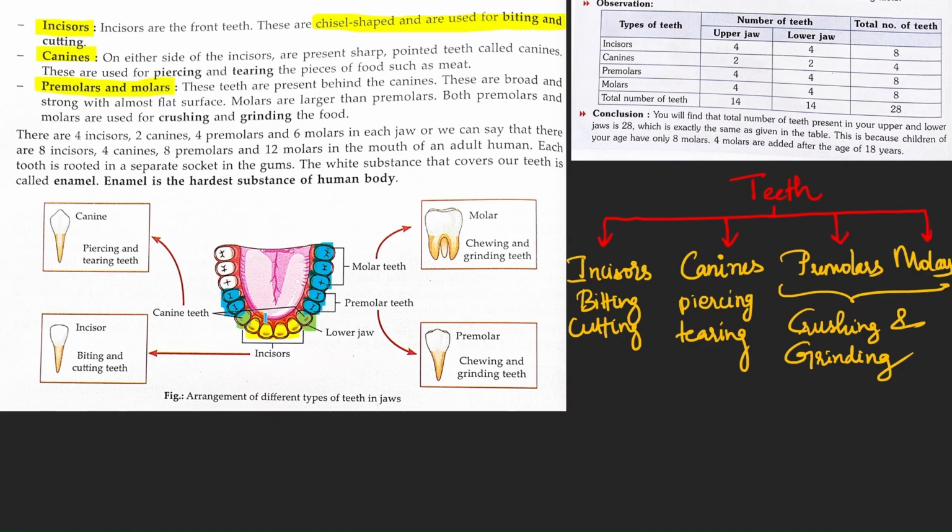There are 4 incisors, 2 canines, 4 premolars and 6 molars in each jaw. So we can say that there are 8 incisors, 4 canines, 8 premolars and 12 molars in the mouth of an adult human. Each tooth is rooted in a separate socket in the gum. The white substance that covers our teeth is called enamel. Enamel is the hardest substance of our human body.